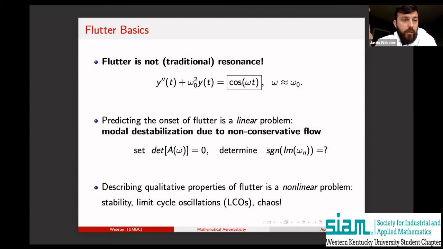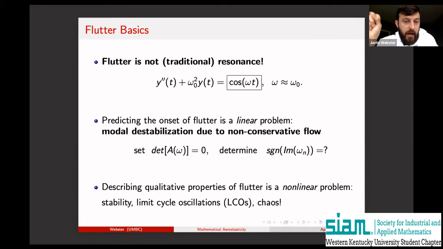What I'm calling flutter is not something which is due to a periodic forcing. Traditional resonance, which you learn about in a differential equations class, is like an opera singer singing into a glass and the glass shatters. This is where you have a natural frequency of an object and a forced frequency, and if the natural and forced frequency are close enough, then this thing starts to resonate and eventually the oscillations will grow unboundedly and the thing will break. That would be traditional resonance, and my claim is that flutter is not that.